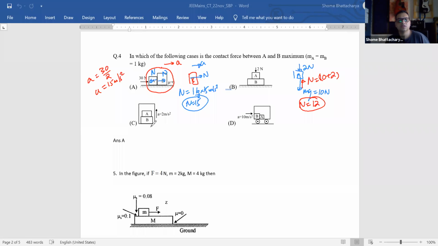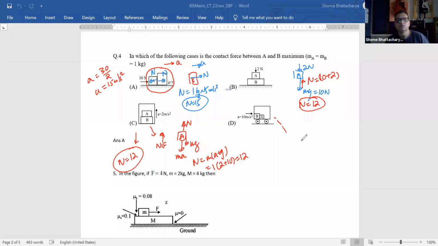Okay. Similarly, in this case, you make the free body diagram of A in the non-inertial frame. Okay. So there is pseudo force, there is weight, and there is normal reaction. So again, normal reaction is 1 kg into 2 plus 10, so 12 newton. So here also normal reaction is 12 newton, this case also.